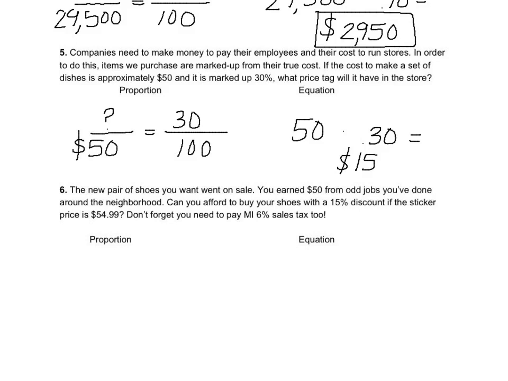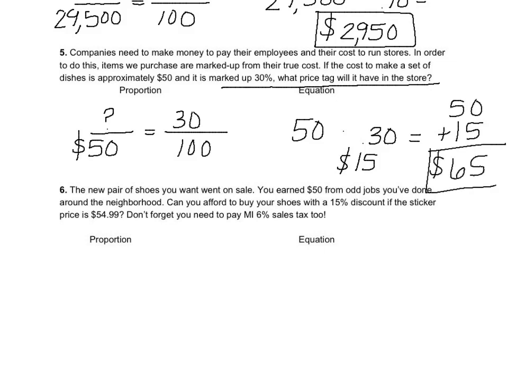But that's the markup. The question asked, after its markup, what price tag will it have in the store? So markup, if we were to go back to the top of the notes, we would see that markup is money that is added. So we need to add this in. The final step would be to show the $50 plus the $15 markup for a total cost in the store, and we are going to see the price tag at $65.